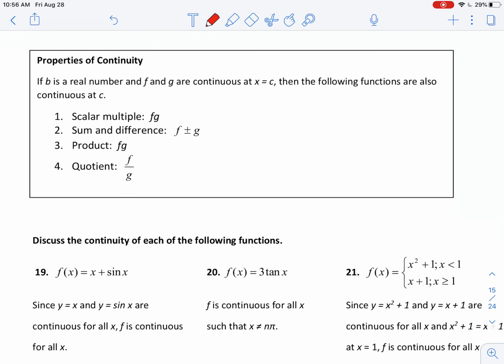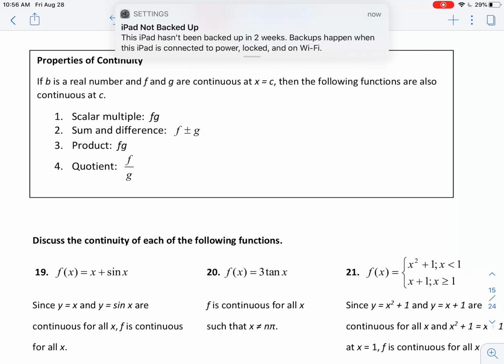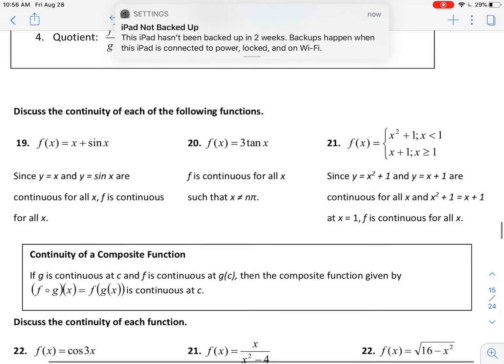All right, properties of limits. These are pretty self-explanatory. We've got the scalar multiple, so f times g, the sum and difference, f plus g, product, and quotient. So basically, these are just some conversations of limits.